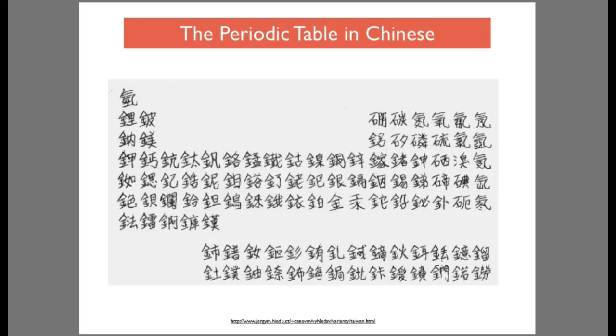Here is a periodic table in Chinese. You will be given a test on this next. I joke, of course. You won't be getting a test on this, but it's very interesting. Look at it, really quite beautiful.